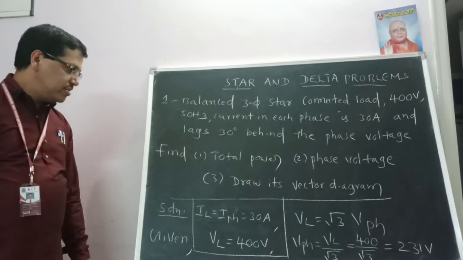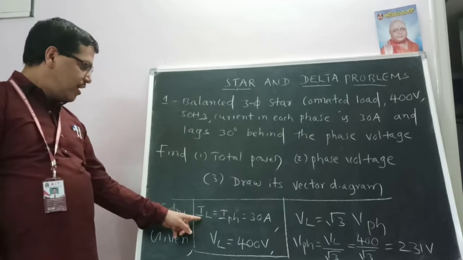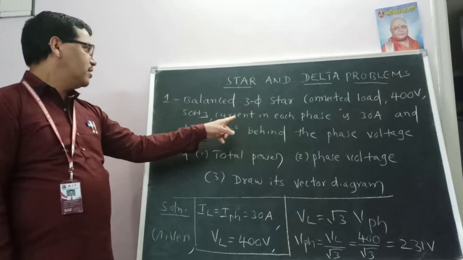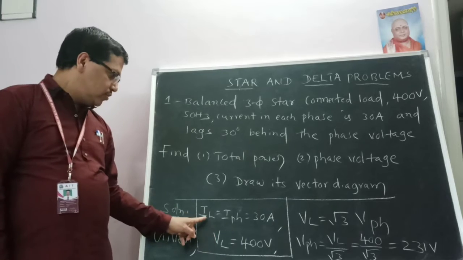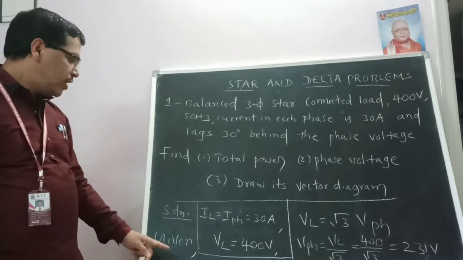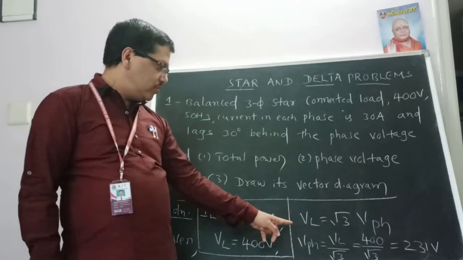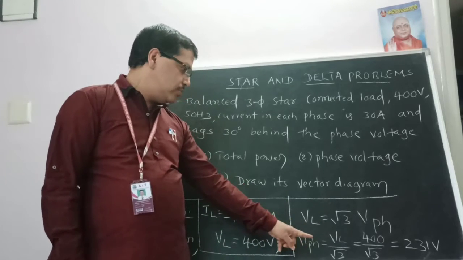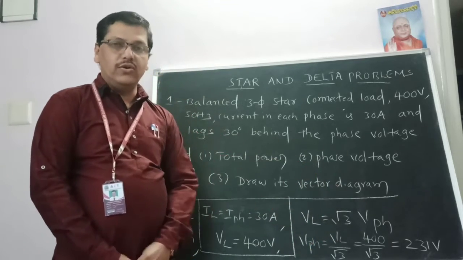As per the previous discussion, first we will go through the equations for the star connection. That's why IL is equal to I phase. As per the problem, the 30 degrees is given for the phase current. So phase current and line current are both the same, equal to 30 amps. Also given is 400 volts, that is VL. As per the equation connected to the star, VL is equal to root 3 into V phase, or V phase is equal to VL by root 3. So 400 by root 3 gives an answer of 231 volts.